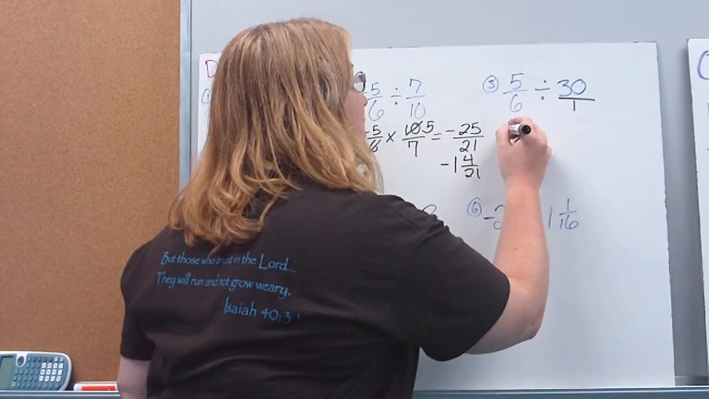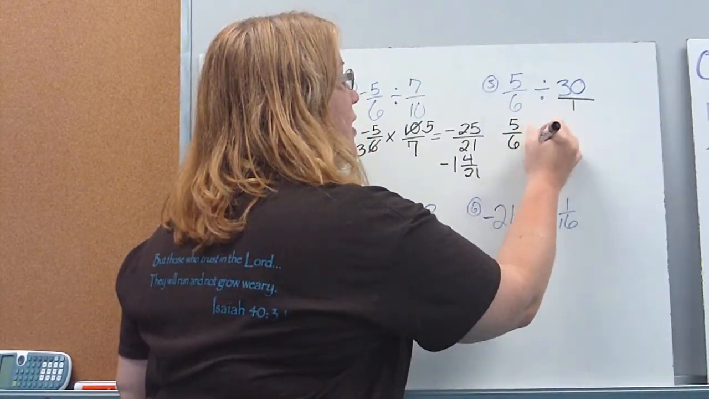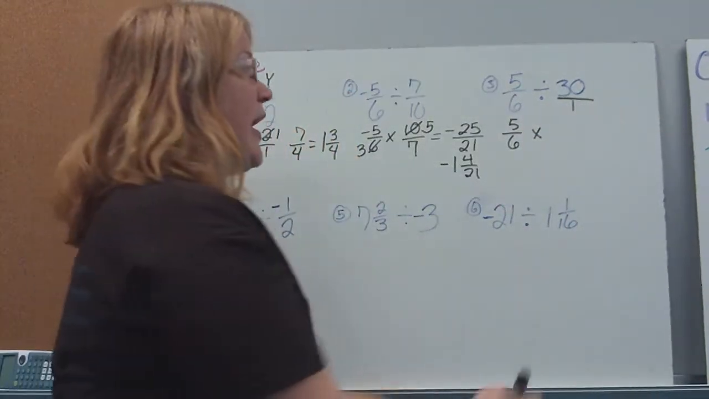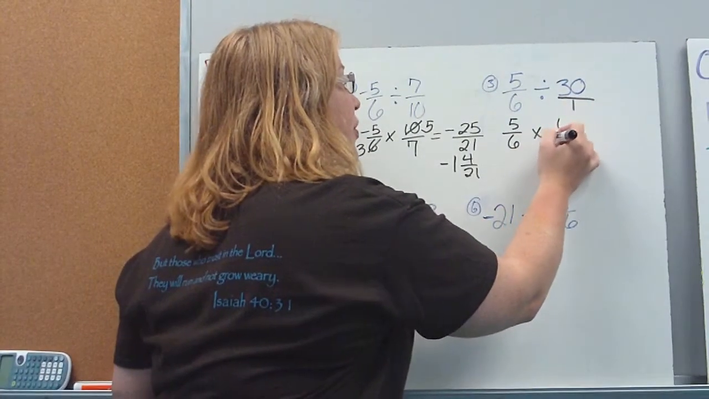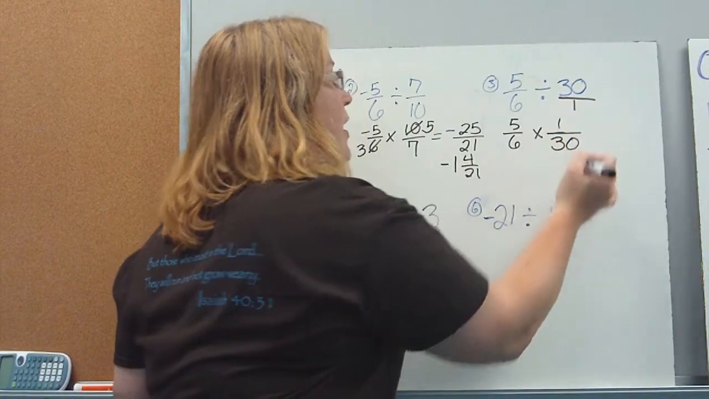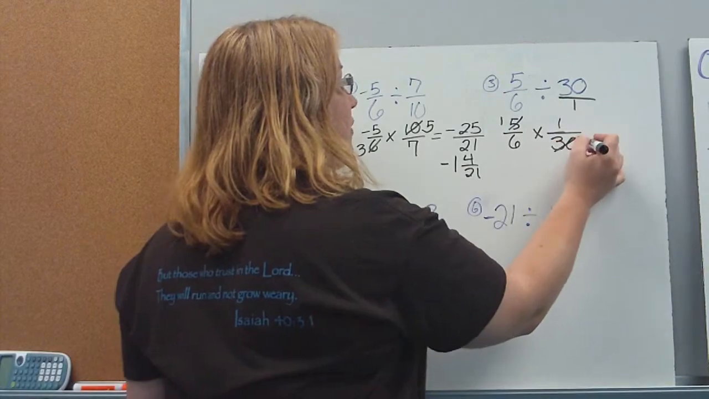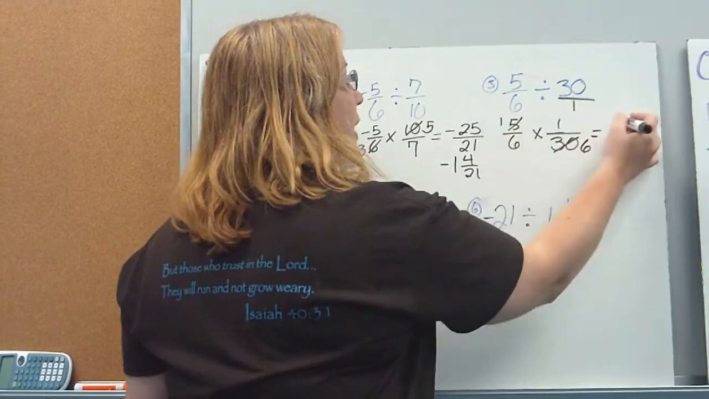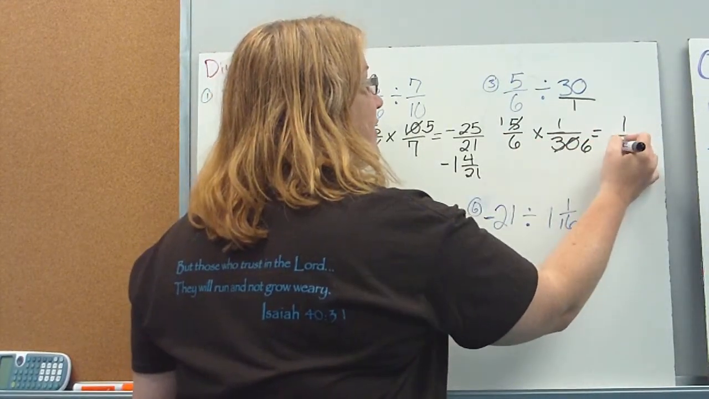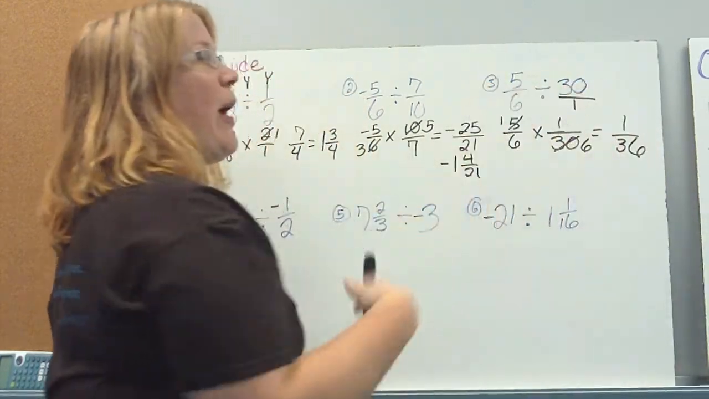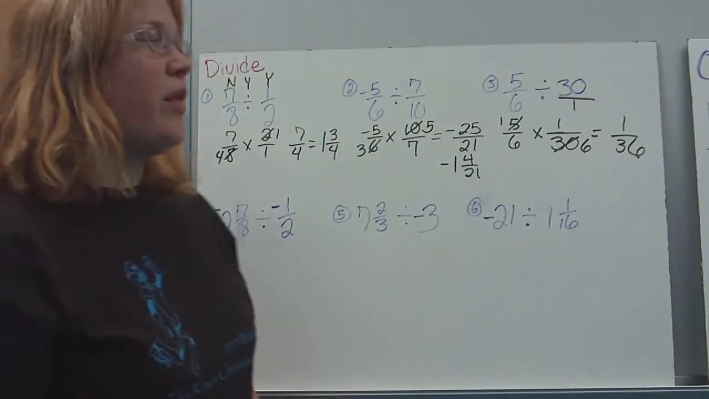So the first number stays the same, 5/6. My division turns into multiplication. I'm going to flip-flop 30, or 30 over 1, which becomes 1/30. 5 and 30 both have a factor of 5. On the top, I have 1 times 1. On the bottom, I have 6 times 6. They're both positive. My answer is positive, 1/36.